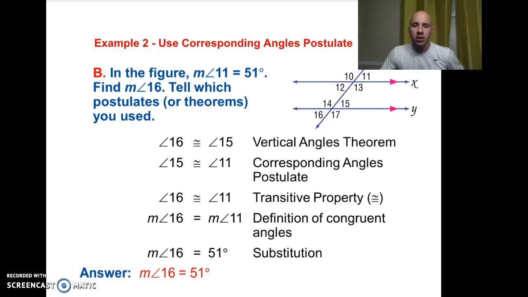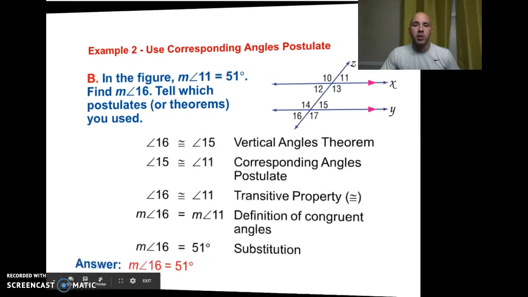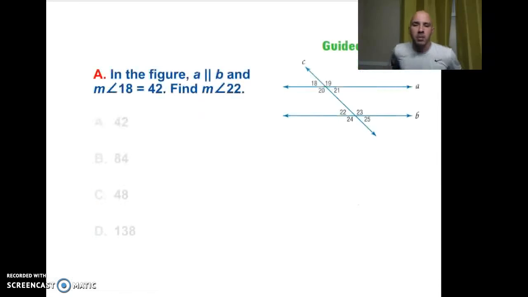For letter B, again, locate angle 11, locate angle 16. Notice the relationship between 16 and 15. They are both the same angle because they are vertical. And you know the relationship between 11 and 15, they correspond. So we can safely say that angle 11 will be exactly the same as 16, which the angle will be 51. All right, again, you have an opportunity to work on the guided practice.